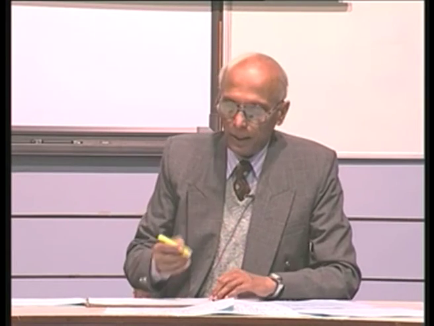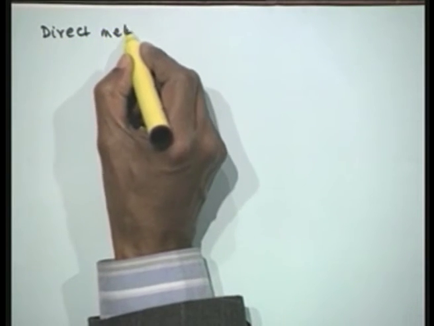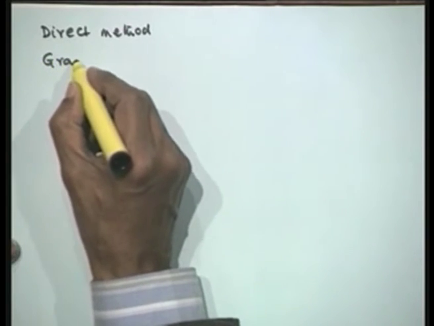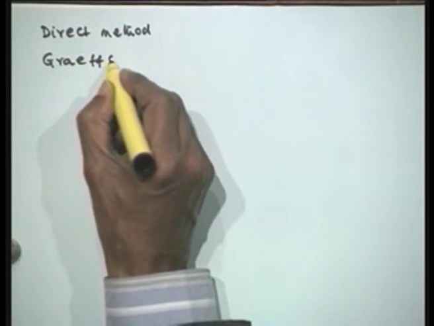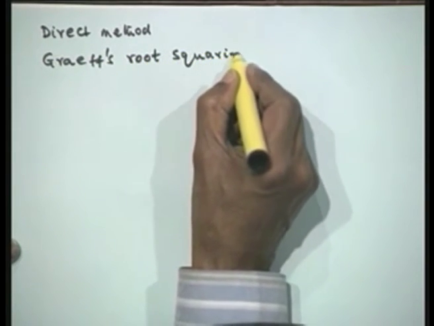Now we will give a direct method, which of course is not available in computer software, but it is interesting to know how a method can be applied sometimes when you have a real and distinct root case, and it is easy to apply that particular method. It is a direct method, and the method is called Graeffe's root squaring method.